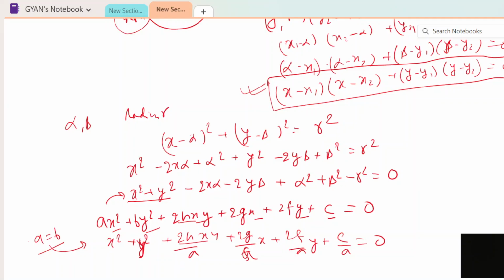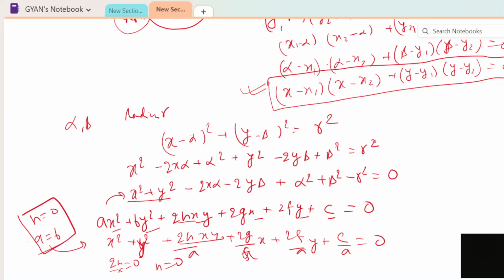So here this term should be 0. That means 2h by A is equal to 0. That means h is equal to 0. So for any circle, this should be the main condition: A should be equal to B. Any 2-degree general equation will be a circle only when A is equal to B and h is equal to 0.